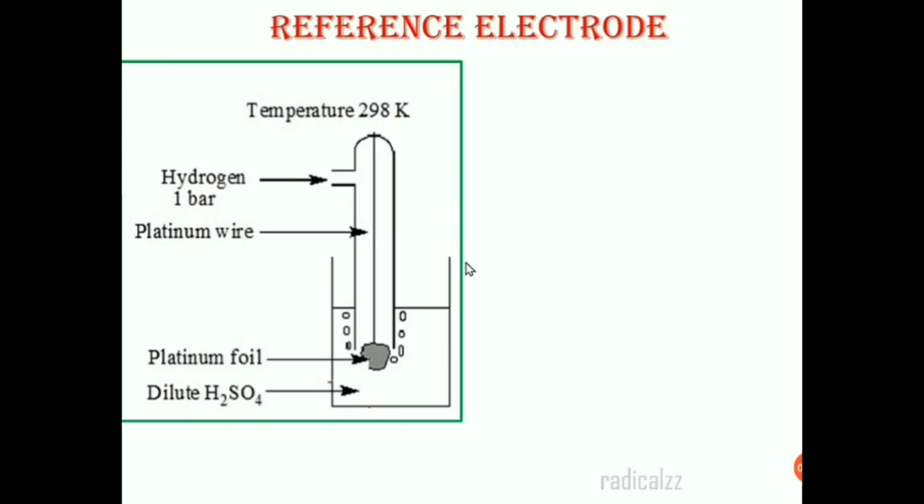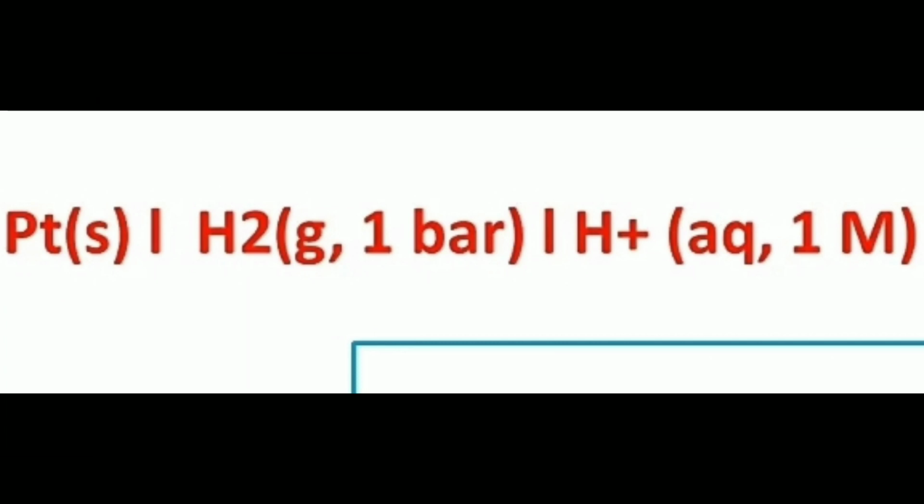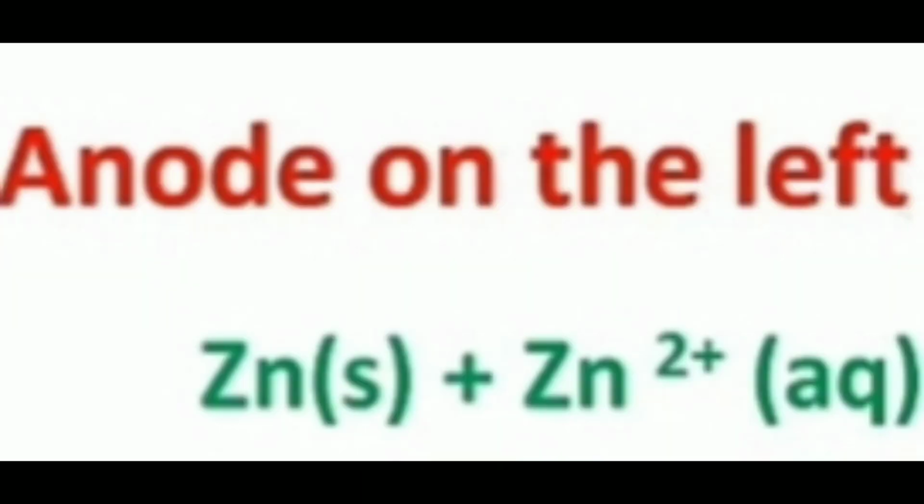The cell representation of SHE is written as platinum solid, through which hydrogen gas at 1 bar pressure is bubbled, dipped in 1 molar H plus ion solution. Between platinum solid, hydrogen gas and H plus ion solution, a single vertical line is present. This is the cell representation of the standard hydrogen electrode. By using this standard hydrogen electrode, we calculate the half cell potential of any cell.